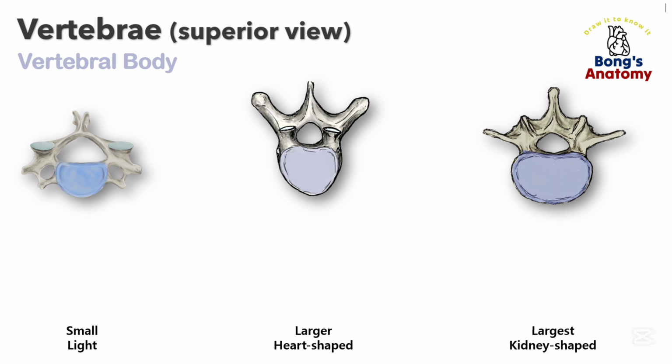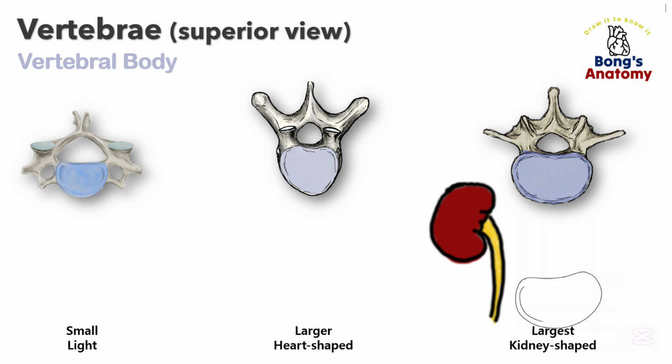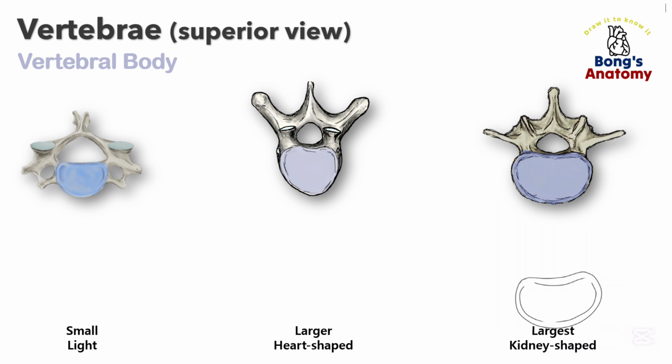Moving to the lumbar vertebrae, the vertebral body is the largest and thickest, resembling the shape of a kidney that you can find at the lumbar region. This robust structure supports the significant weight of the upper body and absorbs substantial compressive forces.